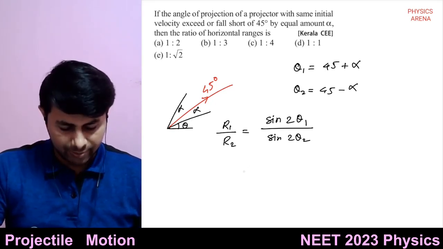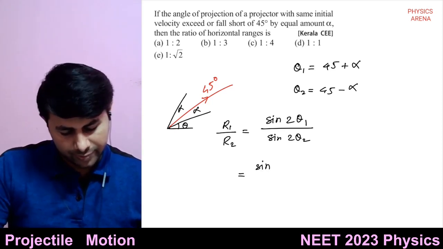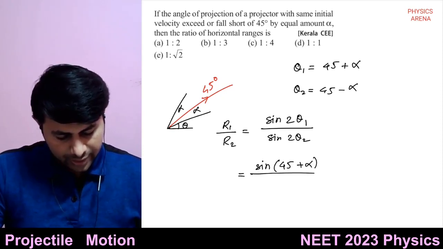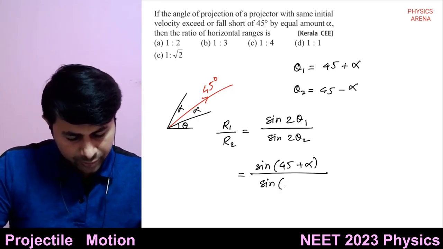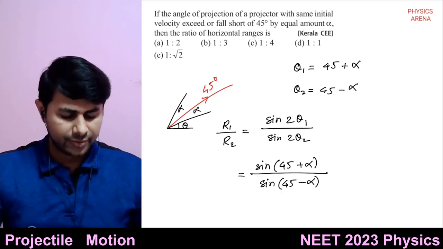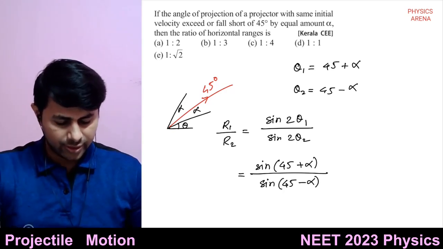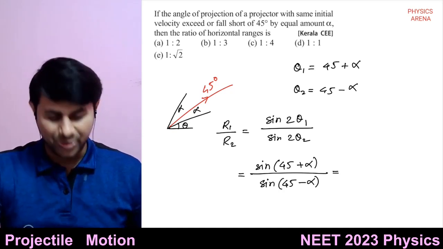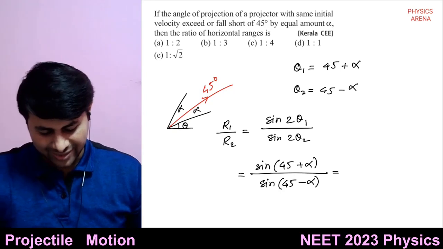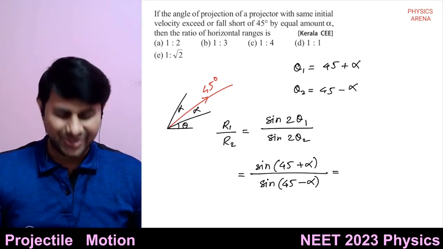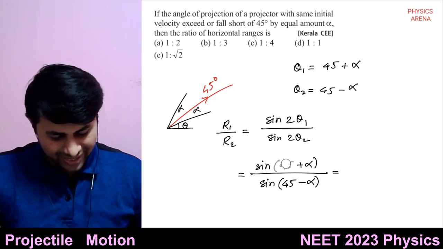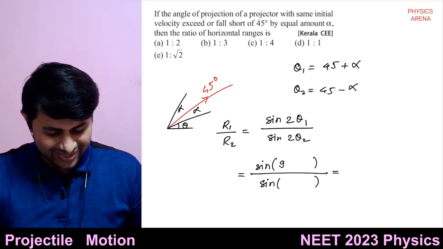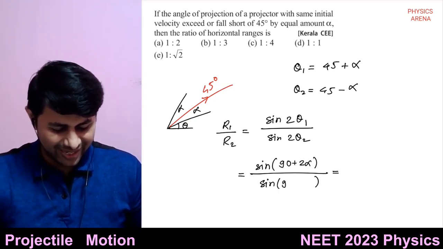No need to write the complete formula. So this is sine of 45 plus alpha, and this is sine of 45 minus alpha. Okay, so now tell me. Oh no, it will be 2 times that, right? It is 2 theta 1, 2 theta 2. This will be sine of 90 plus 2 alpha, and sine of 90 minus 2 alpha, right? Yes, sir.